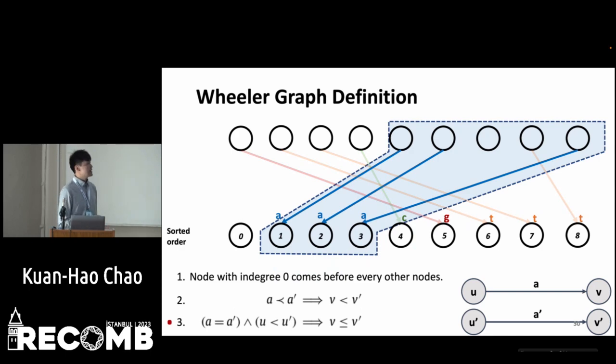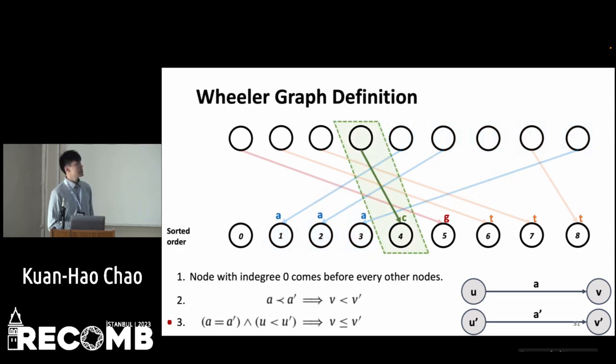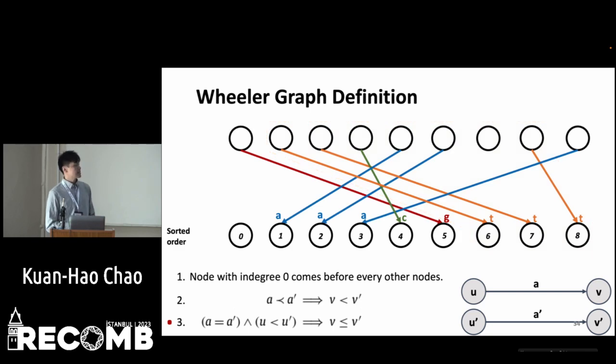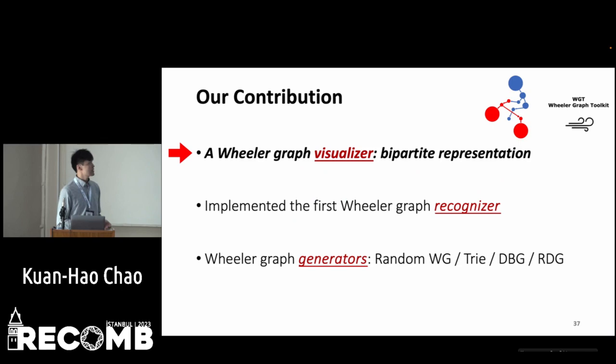And the third rule is that if A prime is lexicographically equal to A, that means they're in the same group. So if the source, U prime, is bigger than U, then the destination, V prime, must be bigger than or equal to V. So what it tells us is that edges with the same color cannot overlap with each other. So we can check the C group, G group, and T group. So this is our visualization representation of showing this is a weighted graph. It provides us an easier and cleaner way to see if a given graph is a weighted graph.